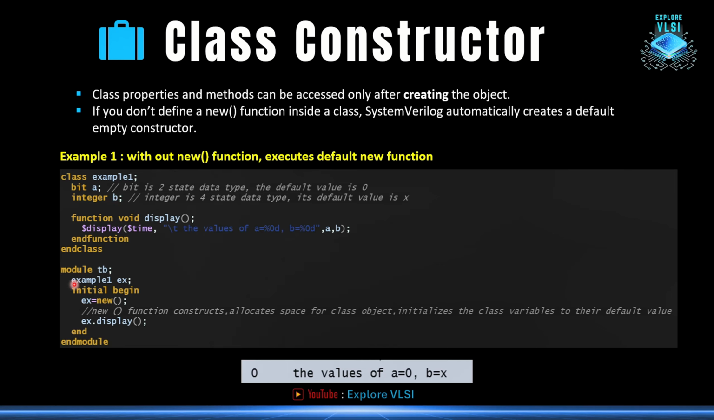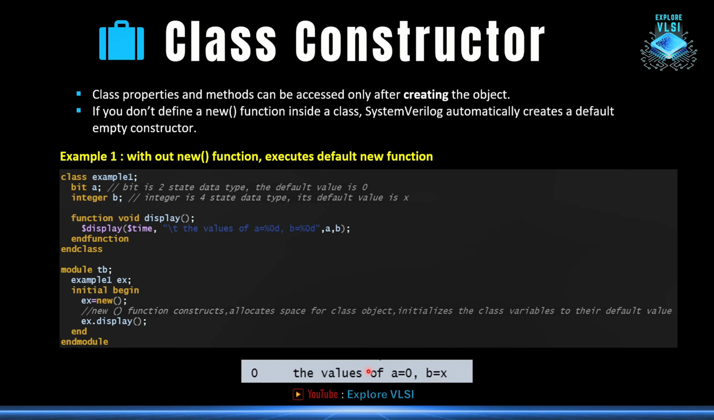Inside a module, I am giving a handle to this class as ex and I am calling the new function. This new function constructs the object of ex and allocates space for it. So it initializes the content present inside the example1 class, that is a and b, with their default values. What is the default value of a? It is 0. What is the default value of b? It is x. Suppose I call this display now and display the values at 0 simulation time, you can see the value of a is 0 and b is x.